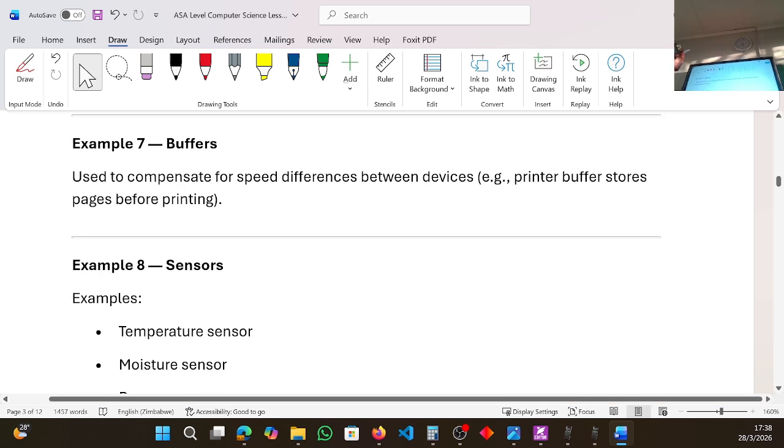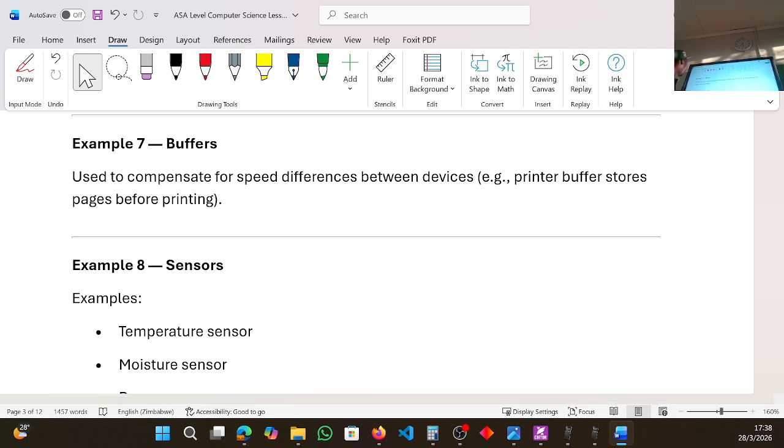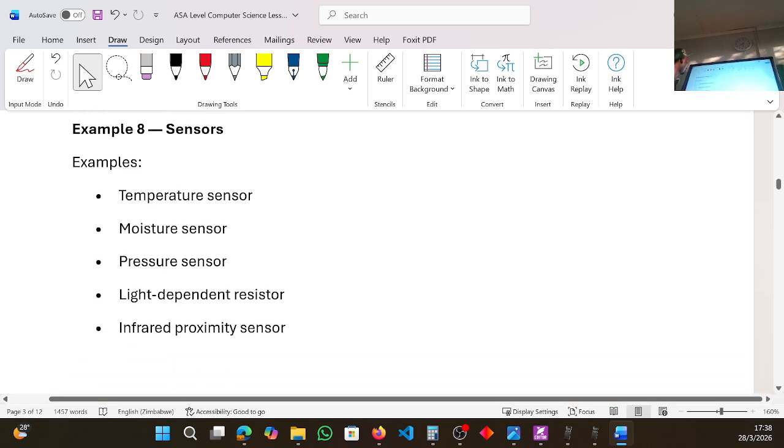We spoke about buffers earlier. These are used to compensate for speed differences between devices, for example, a printer and the pages being printed. If the data fed from the CPU is larger than the print rate, then buffers are needed to temporarily store the information of tasks to be executed.